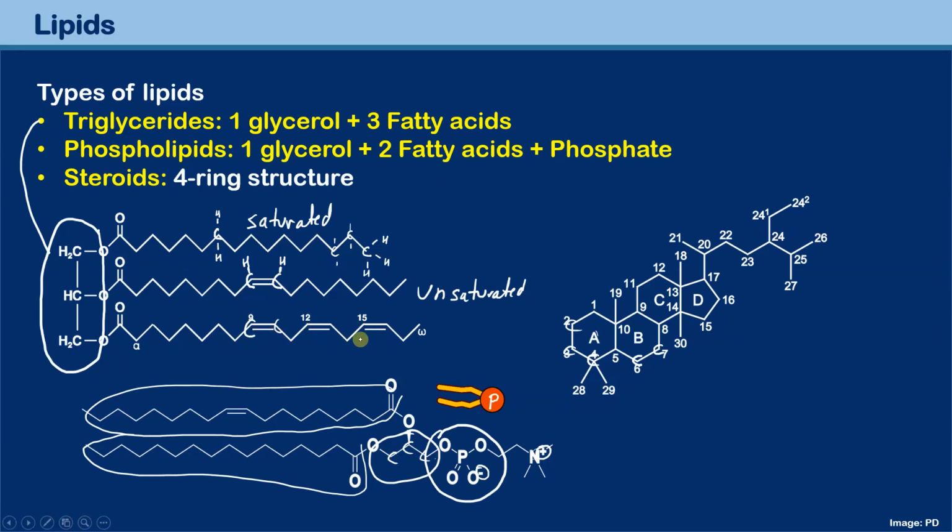So how do you now make a triglyceride? By taking 3 fatty acids and attaching them to 1 glycerol. And every time I attach a fatty acid to the glycerol, I produce 1 molecule of water. So if you make a triglyceride, you make 3 water molecules. That is important to know. So that is the overview of the different types of lipids.